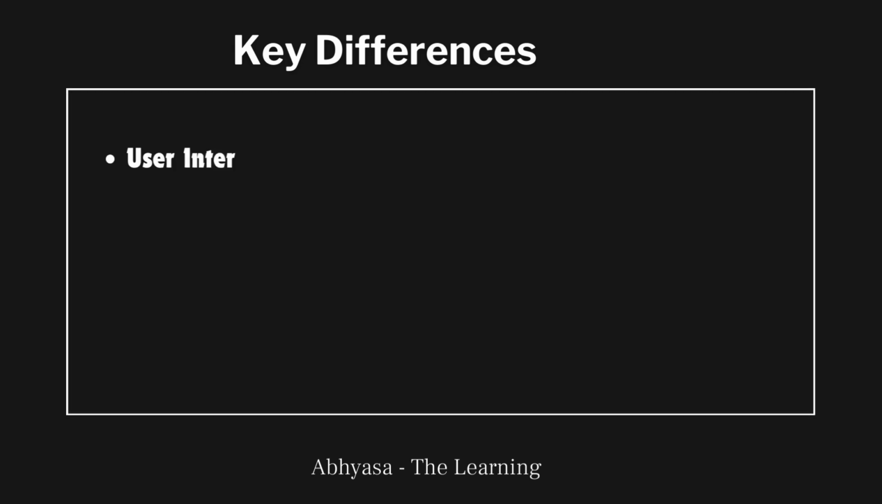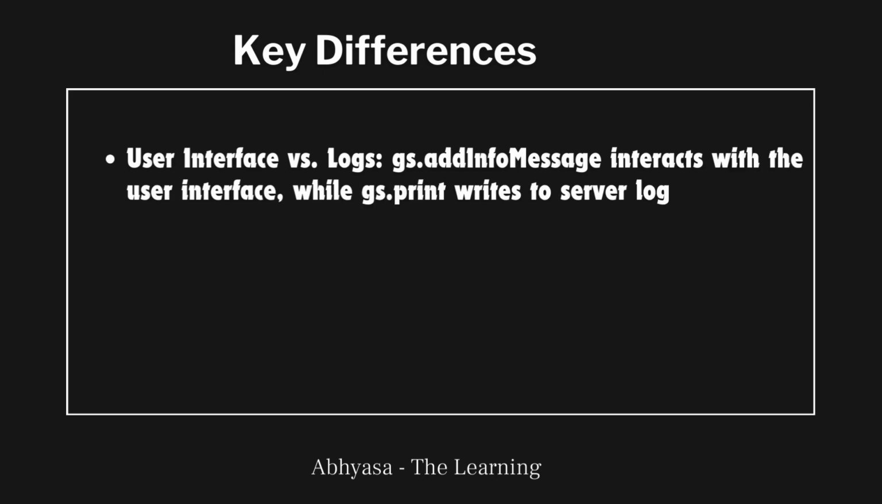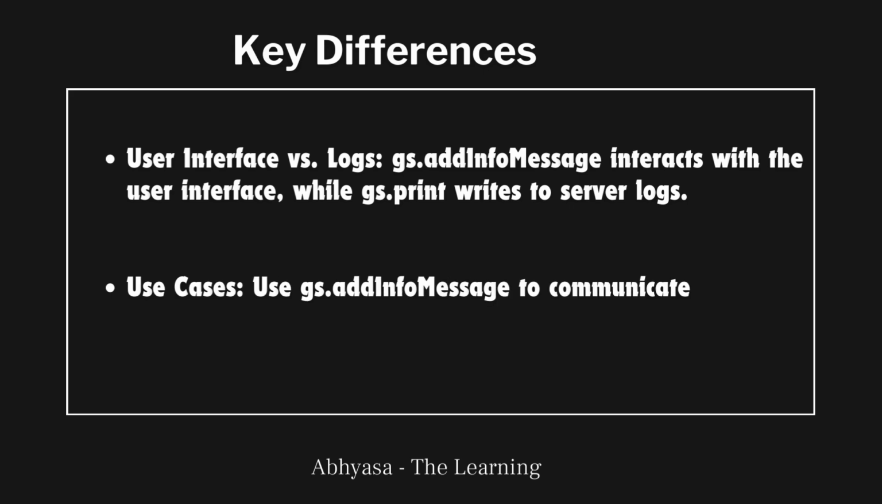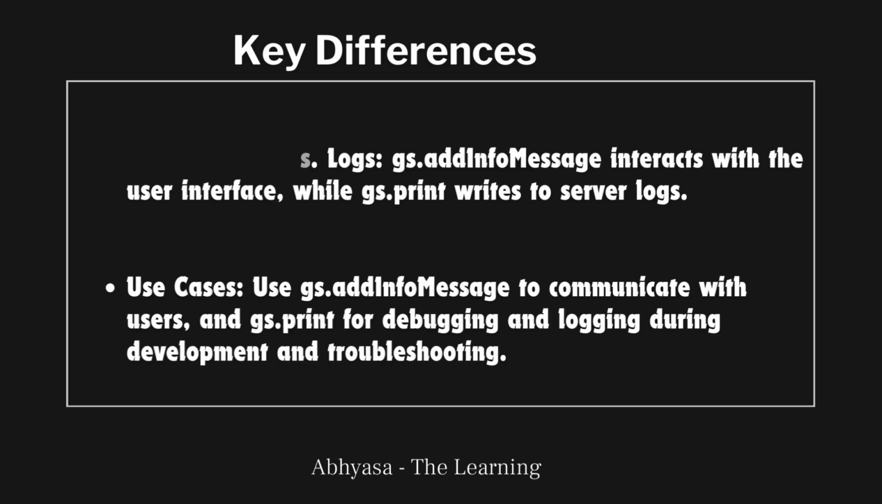Key differences: user interface versus logs. gs.addInfoMessage interacts with the user interface, while gs.print writes to server logs. Use cases: use gs.addInfoMessage to communicate with users, and gs.print for debugging and logging during development and troubleshooting.